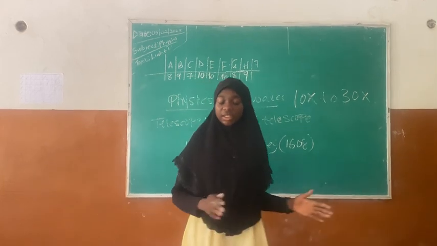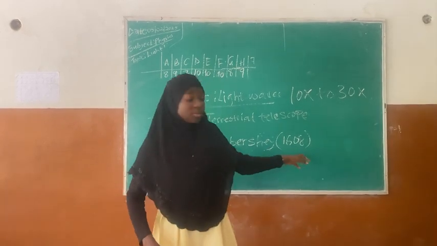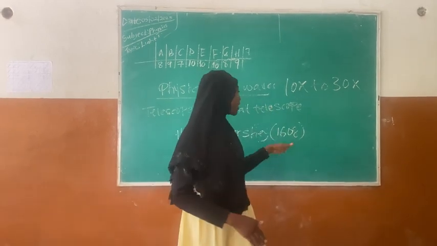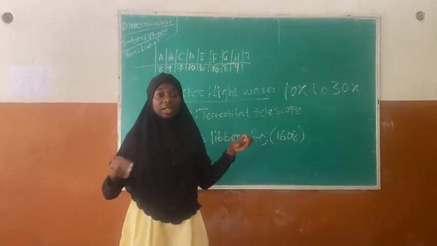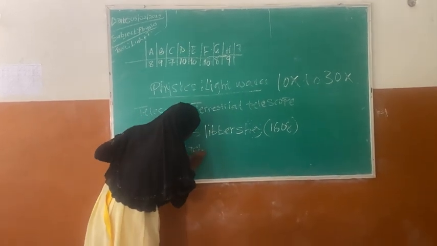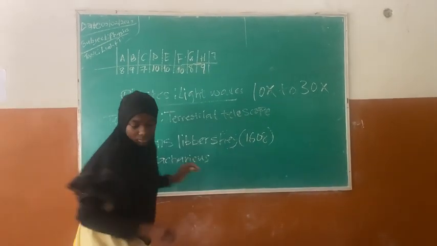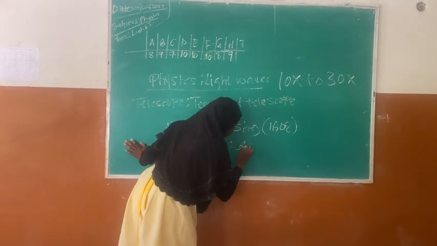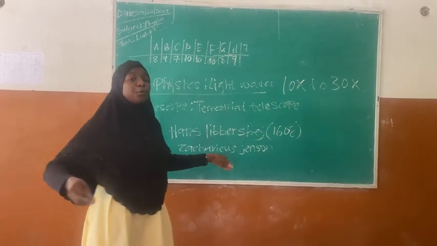The terrestrial telescope was invented in 1608 by a Dutch spectacle specialist named Hans Lippershey. Then the improvement of the terrestrial telescope. Shortly after he invented it, another Dutch specialist, Zacharias Jensen, improved the design.